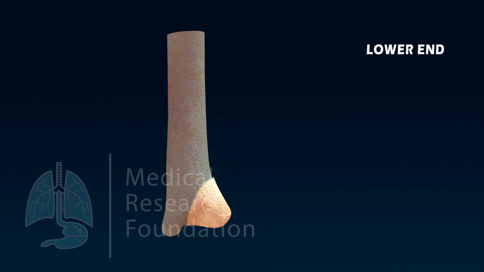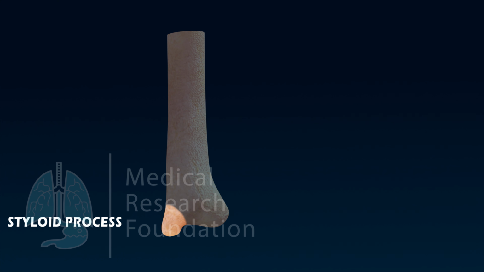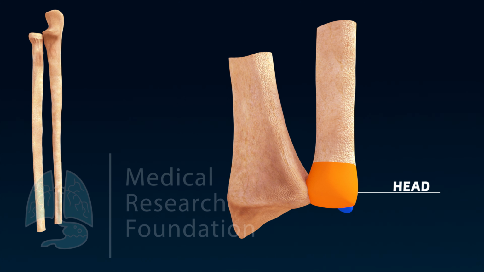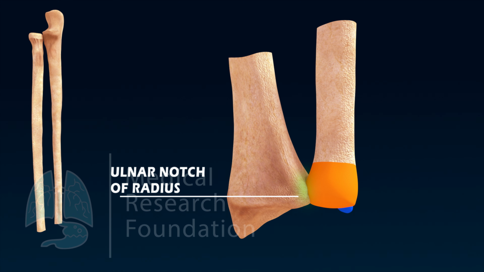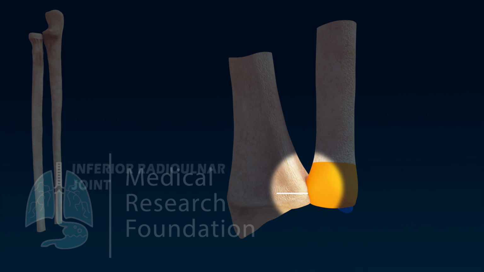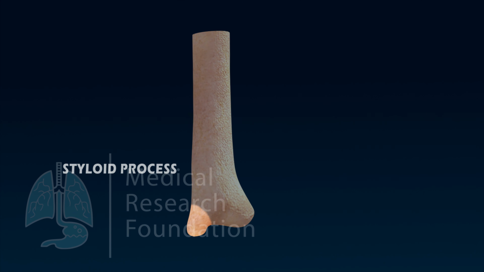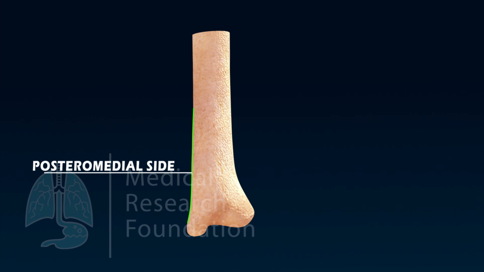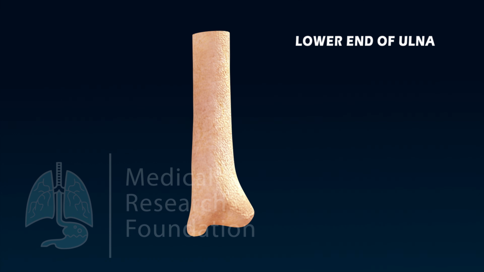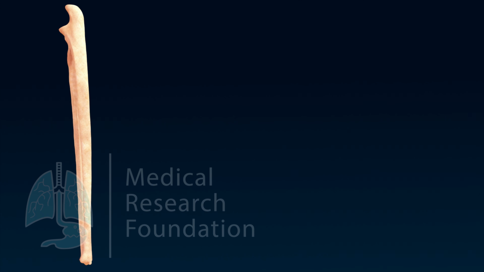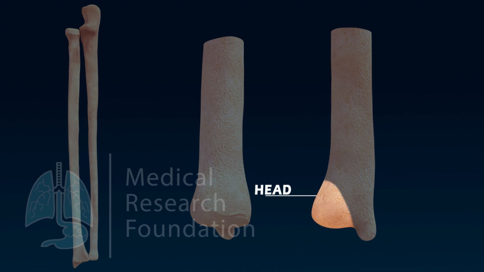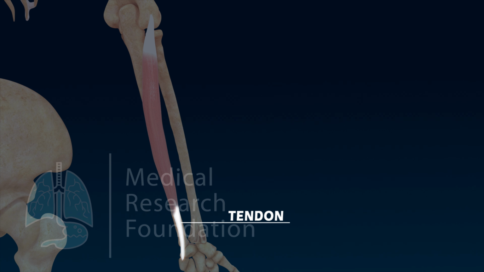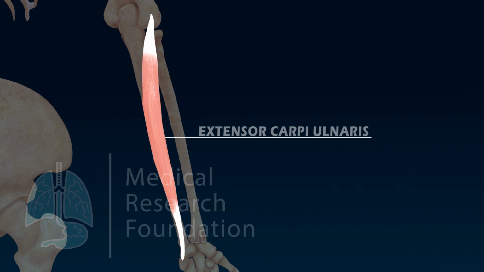The lower end is made up of the head and the styloid process. The head articulates with the ulnar notch of the radius to form the inferior radioulnar joint. The styloid process projects downwards from the posteromedial side of the lower end of the ulna. Posteriorly, between the head and the styloid process, there is a groove for the tendon of the extensor carpi ulnaris.